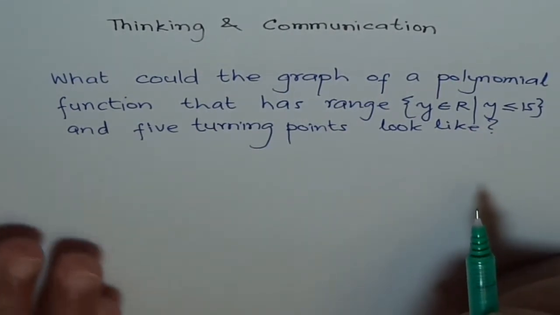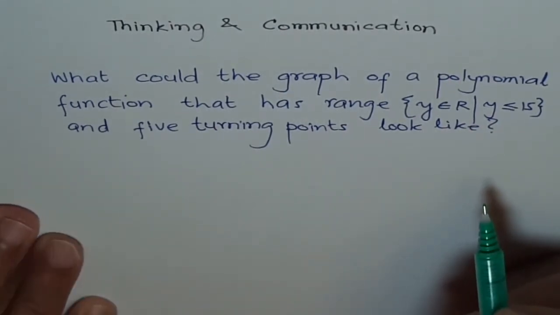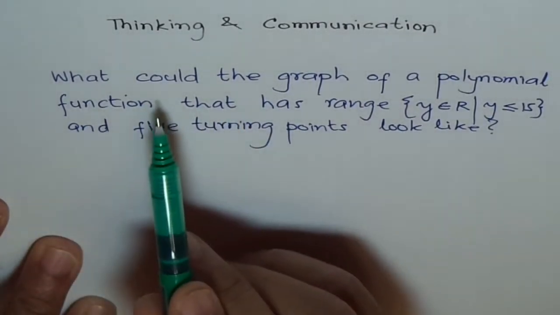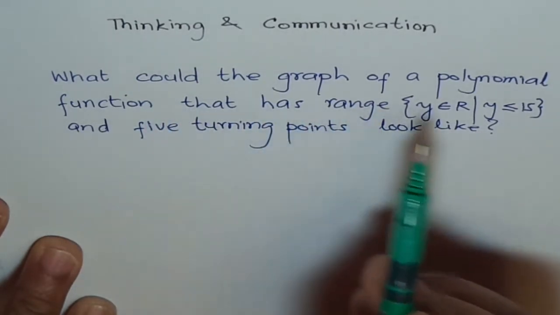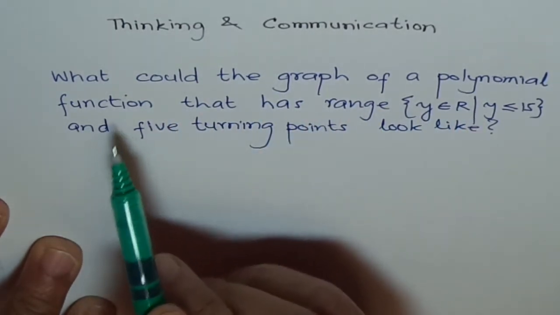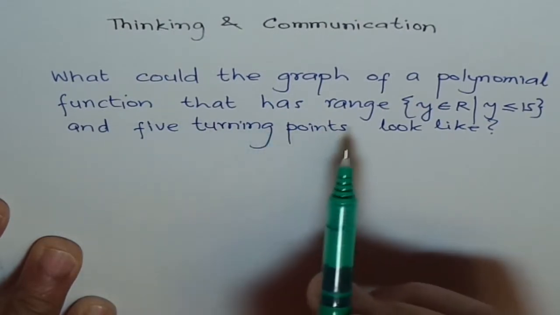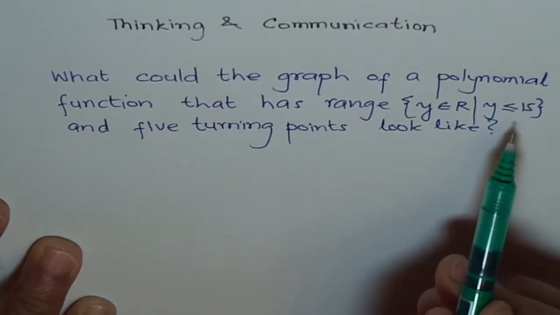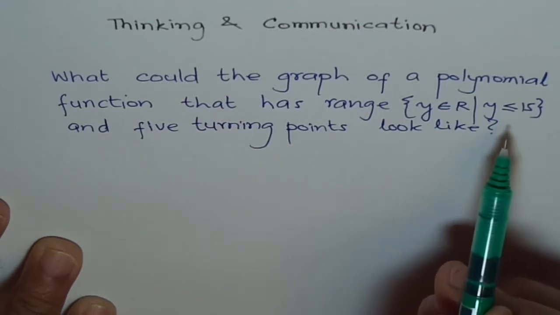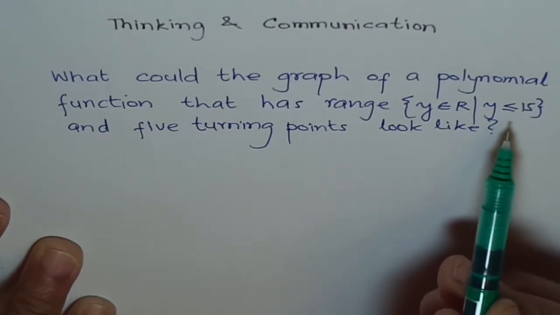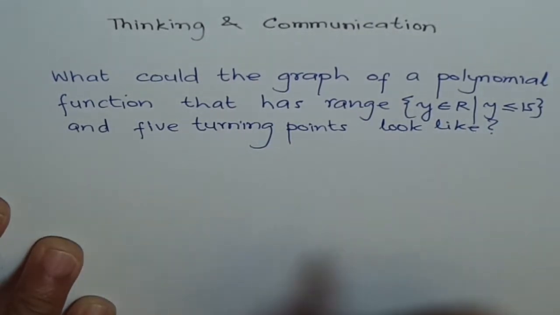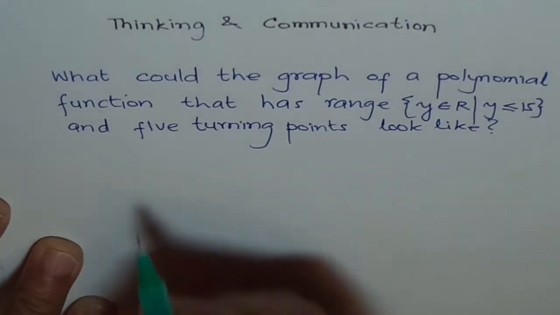Well, when you read these problems, try to read them again so that you really understand what the question is asking. Now here they say what could, that means all the possibilities, right? The graph of a polynomial function. So we have to draw a continuous graph that has a range y less than or equal to 15, an upper bound. So only even degree polynomials can have an upper bound, not odd degree. And the maximum is 15. And 5 turning points. So 5 turning points we have to make. Okay, let's go through it.